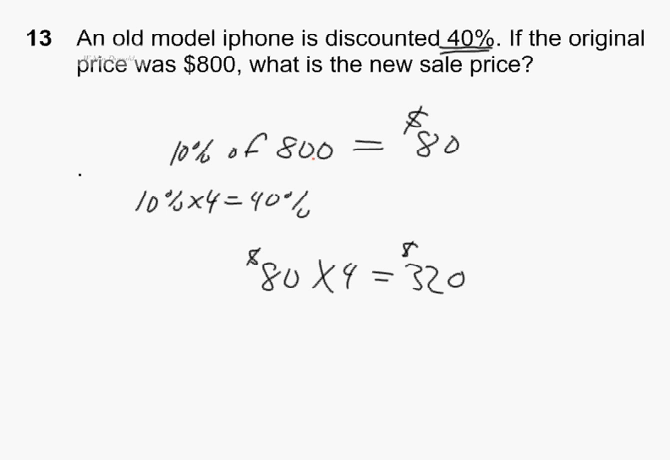Now that's the discount. That's not the sale price, that's the discount. So he says, listen, you buy this $800 iPhone, I'll save you $320, which is 40%. So you take your $800 iPhone and subtract the discount, and you get a new price of $480. And that's the answer I was looking for.